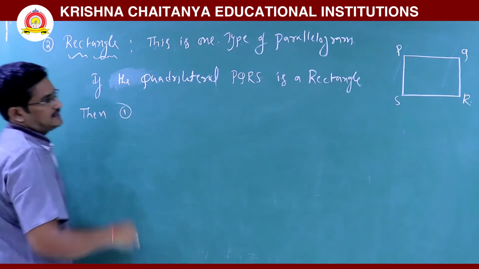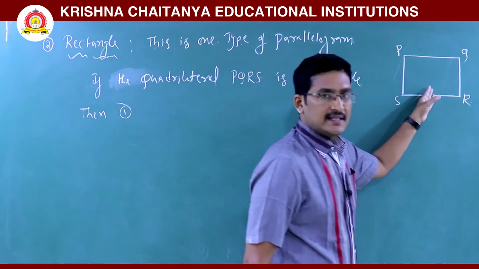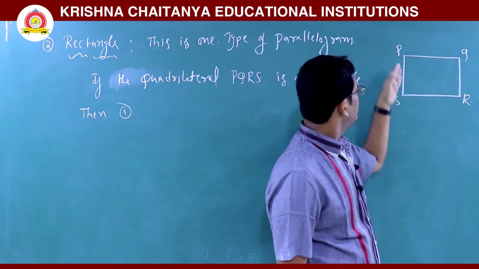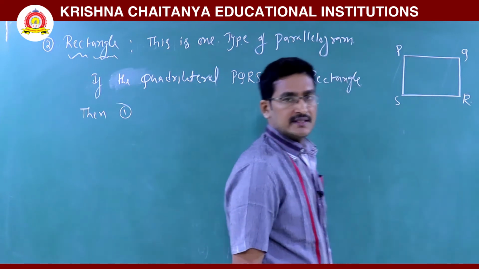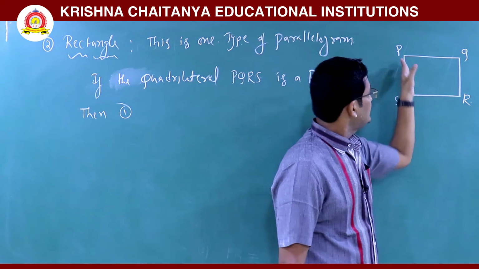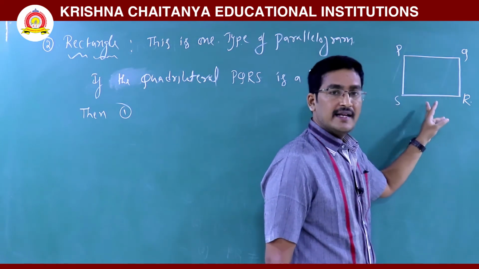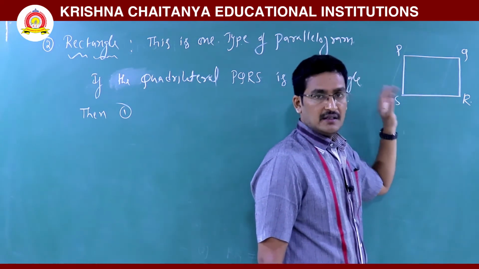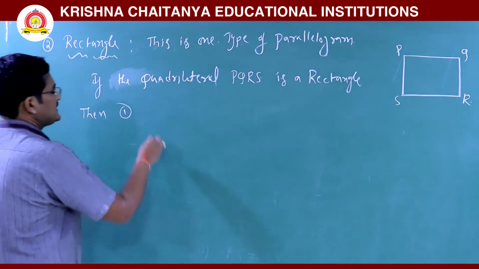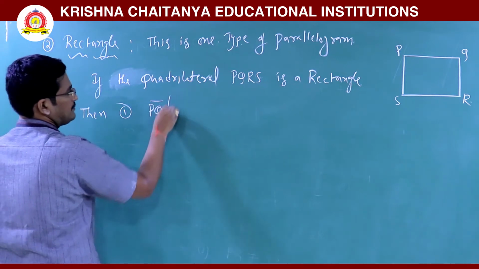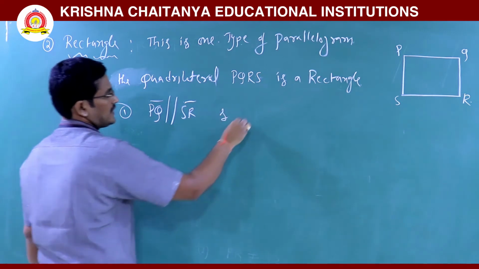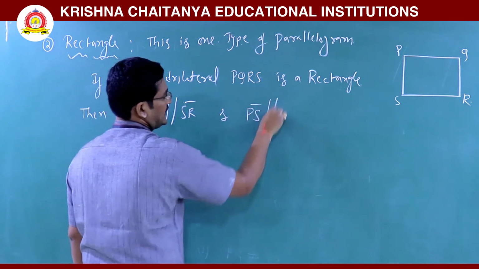the first condition is this one has also opposite parallel sides. That means PQ is parallel to SR. In the same way, PS is parallel to QR. I already explained the concept of parallelogram in the same way. So, here also PQ bar is parallel to SR bar and PS bar is parallel to QR bar.